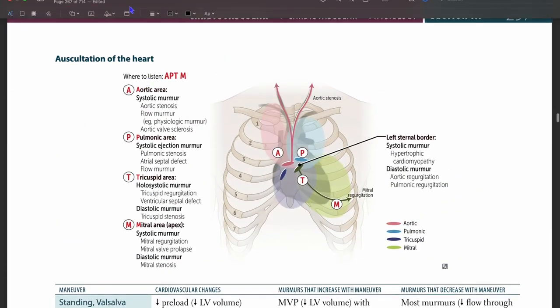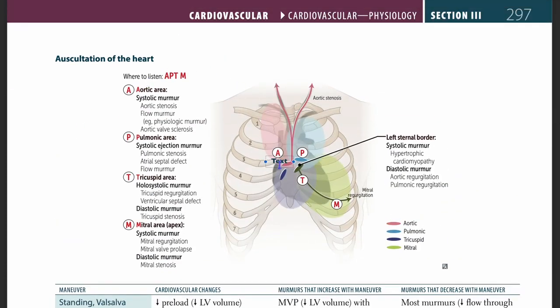Again, evolution goes from ape to man. So A on the right side, and then you have P on the left side, T, and M over here.